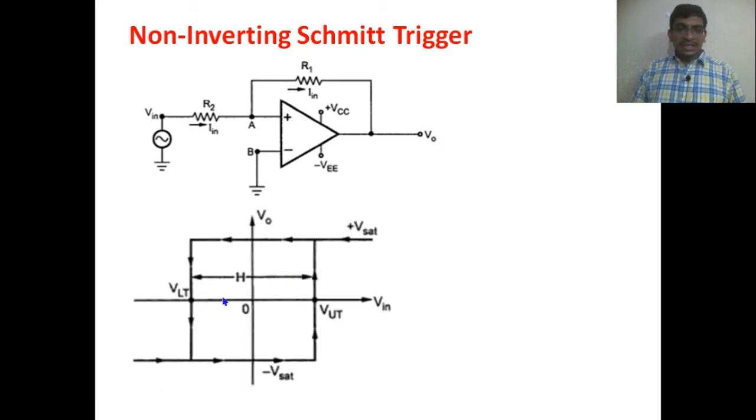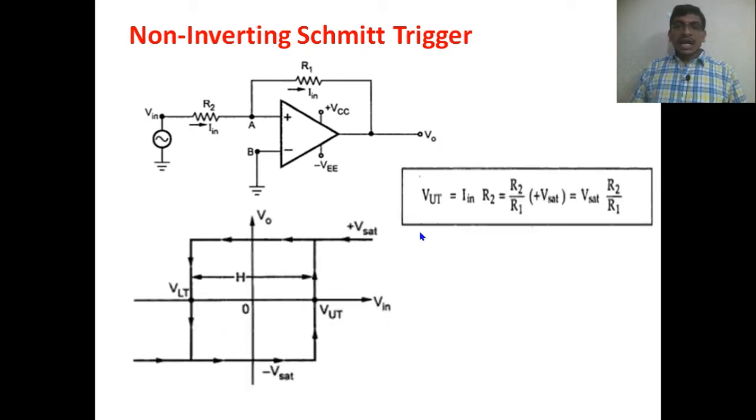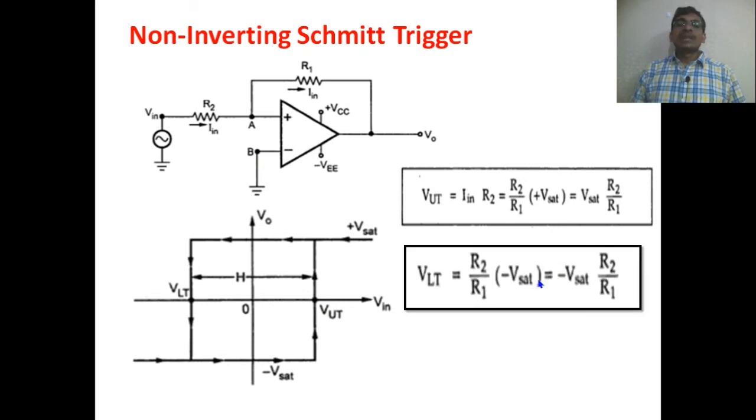Similarly, this is the hysteresis curve, and the upper threshold voltage will be given as IIN into R2. The upper threshold voltage is the voltage at node A, which is equal to IIN into R2, which is equal to R2 by R1 into V saturation. So that is equal to V saturation into R2 by R1. Similarly, the lower threshold voltage is equal to R2 by R1 into minus V saturation.